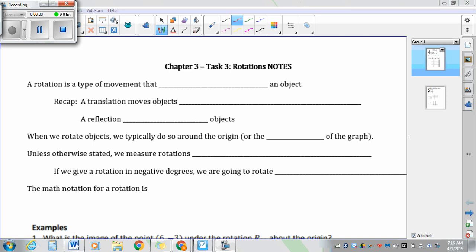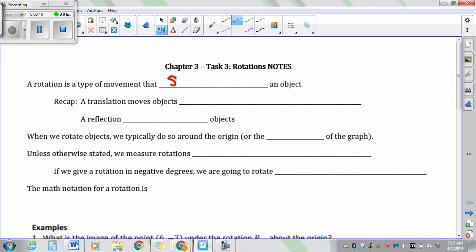So far, we have done translations and reflections. The last kind of movement we can do is a rotation. A rotation is a type of movement that spins an object. So literally takes it and rotates it.